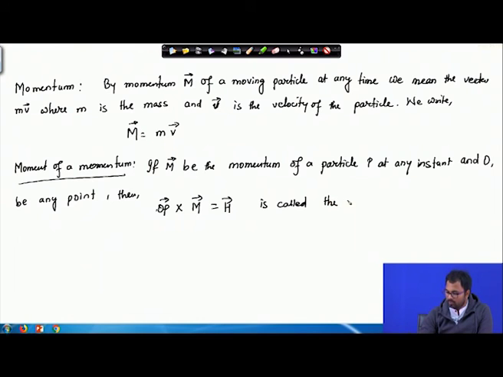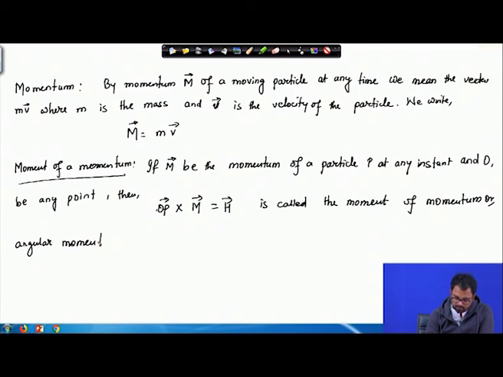is called the moment of momentum, or sometimes it is also called angular momentum of the particle about O. All right. So, this is called the angular momentum of the particle about O.